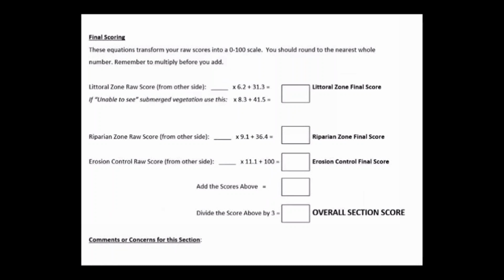On the back of each section's data sheet, you'll find space for scoring and comments. This math scales all of your scores to a 0 to 100 point range to aid in their interpretation. Many lakes may be turbid enough or have bad lighting conditions, so you can't see the submerged vegetation. If that is the case for your lake, use the alternative equation shown. This equation takes submerged vegetation out of the final score altogether. If you have comments or concerns about this section of shoreline or about the survey itself, you can include them in the space provided here.